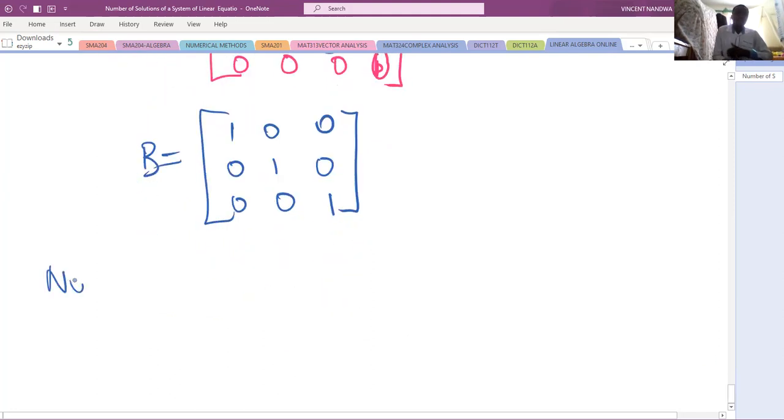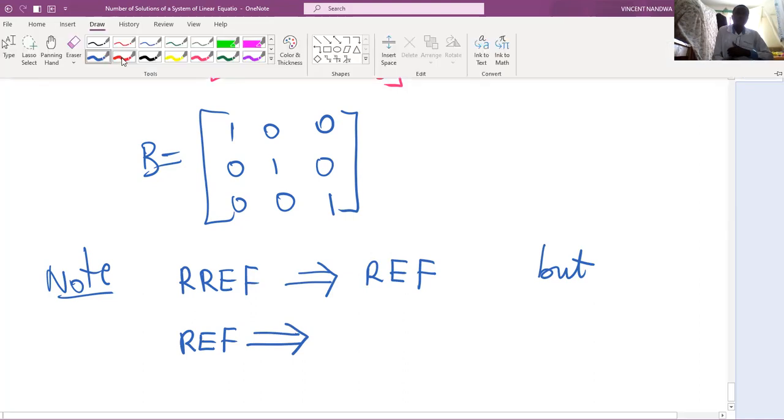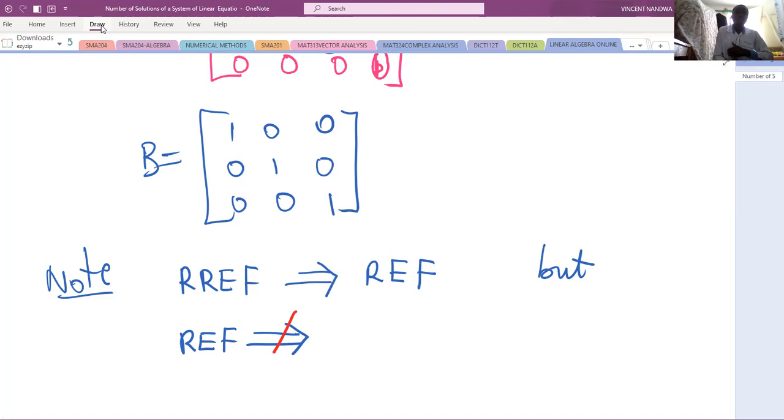So just note, reduced row echelon form implies row echelon form, but row echelon form does not imply reduced row echelon form.